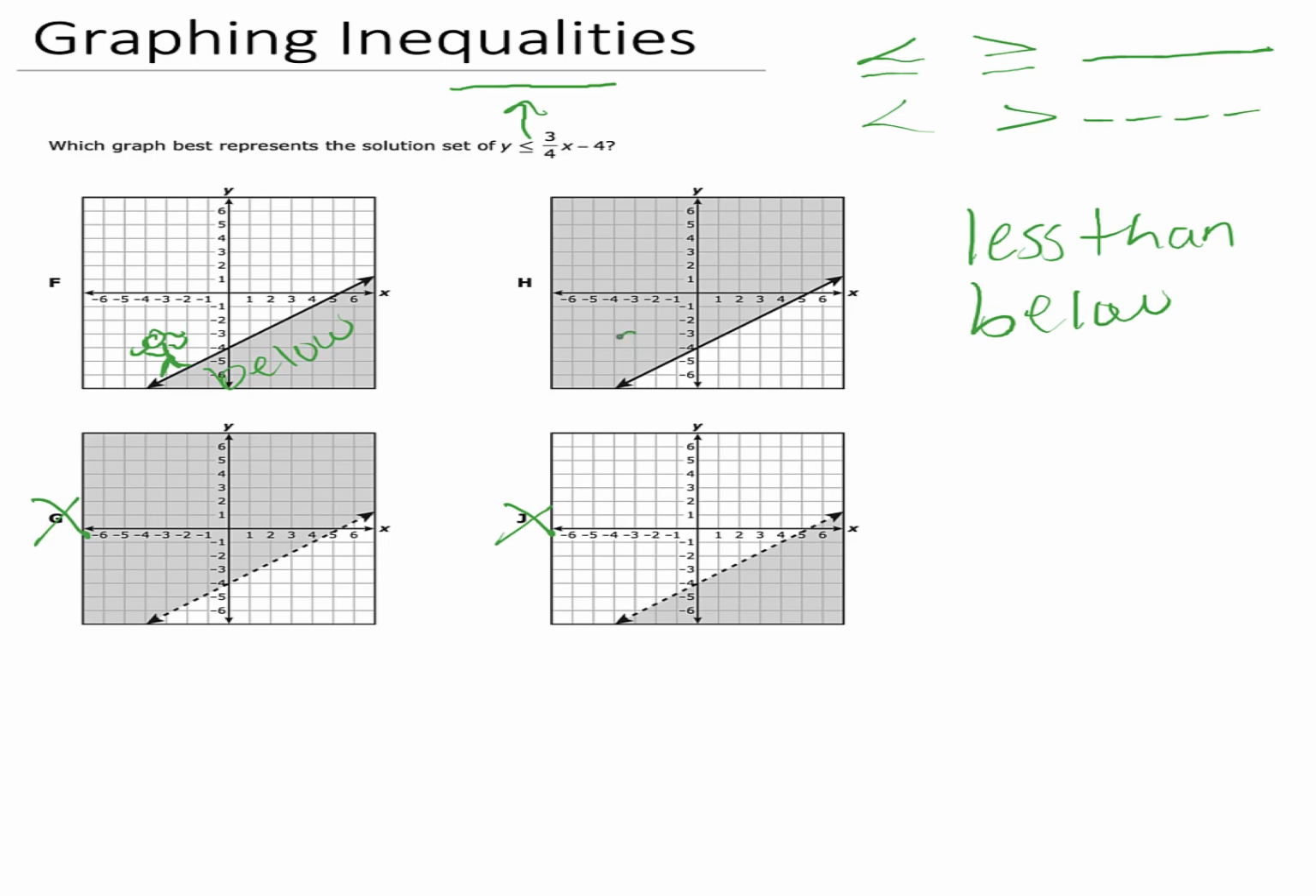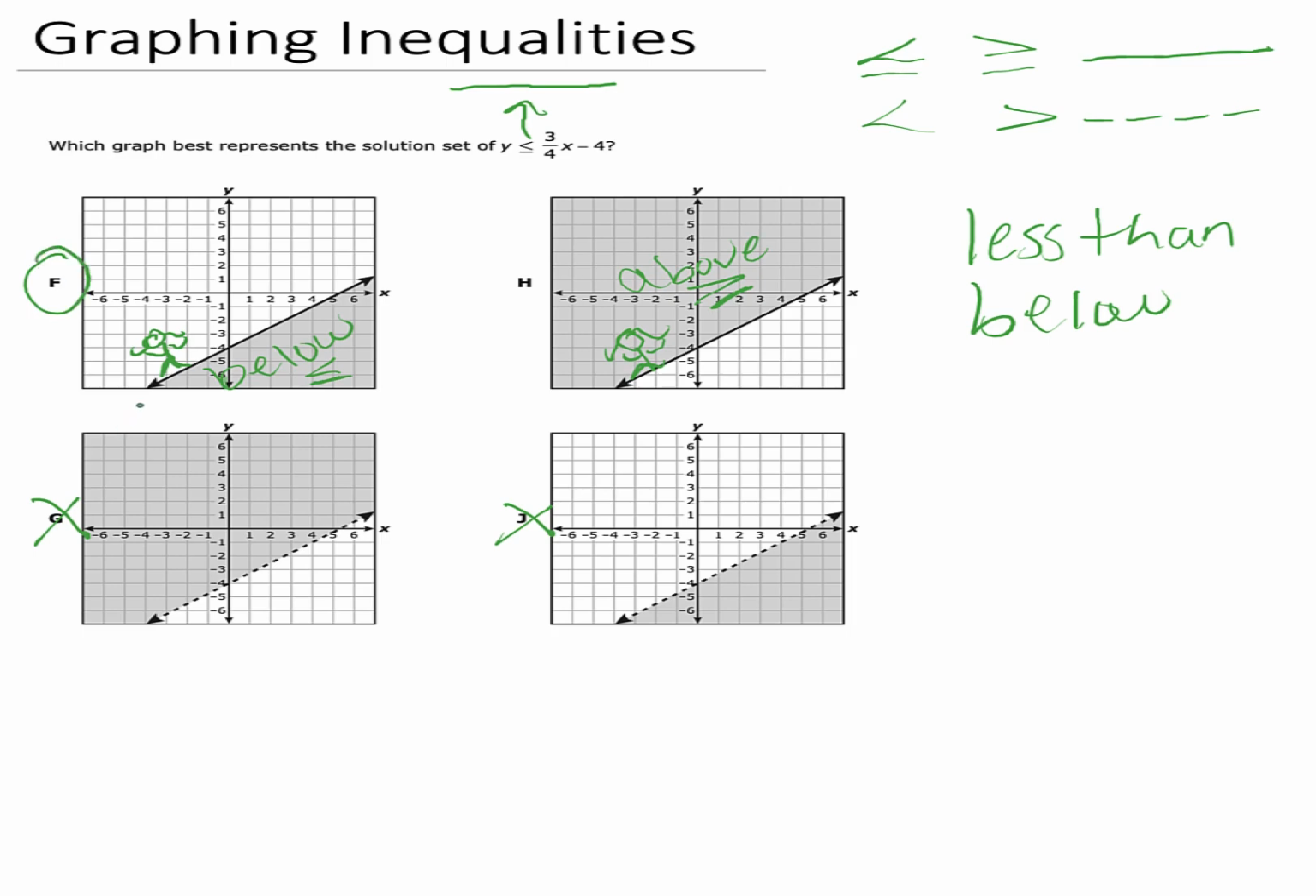So again, if you're a stick person, let me draw my stick person. If you're walking up this line, and you look up at this shaded area here, this is above, and above means that it has to be greater than, using that symbol. Below means it has to be less than. So my answer is F.